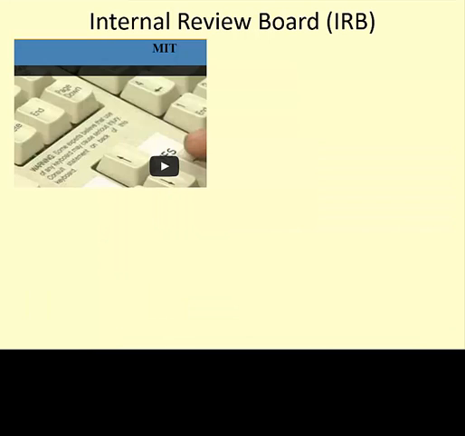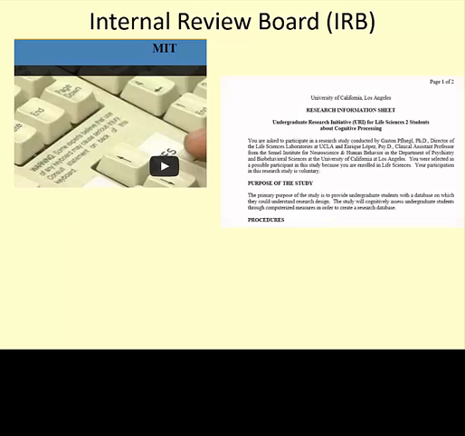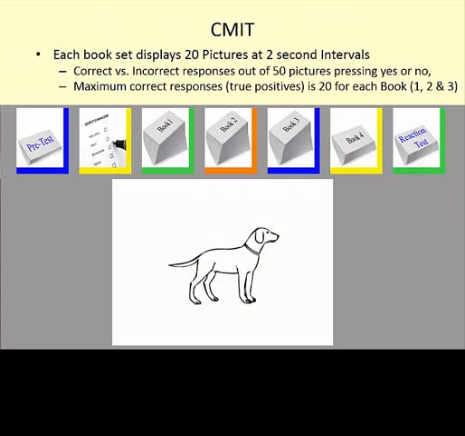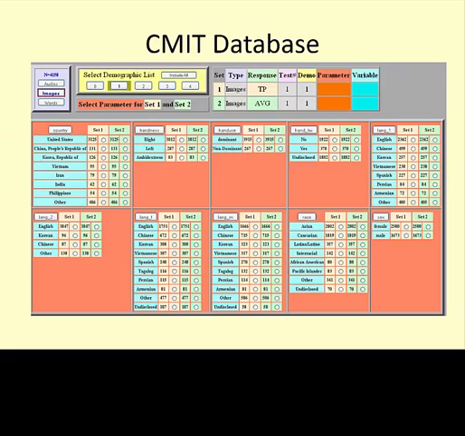Once you come to lab, there will be two parts to this lab. In the first part, you will watch the instructional video, read the IRB, and then perform an in-lab quiz on CCLE. Then you will perform the neuropsychological measure, the CMIT. In the second part of the lab, you will formulate a hypothesis and then test it using the CMIT database.